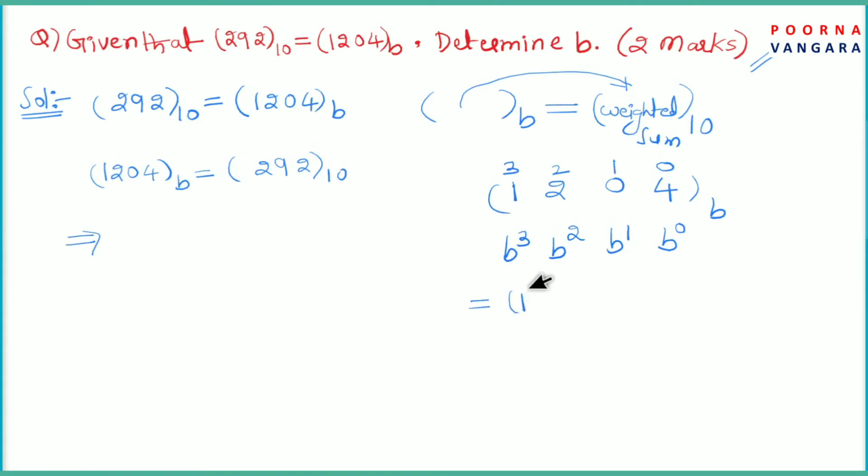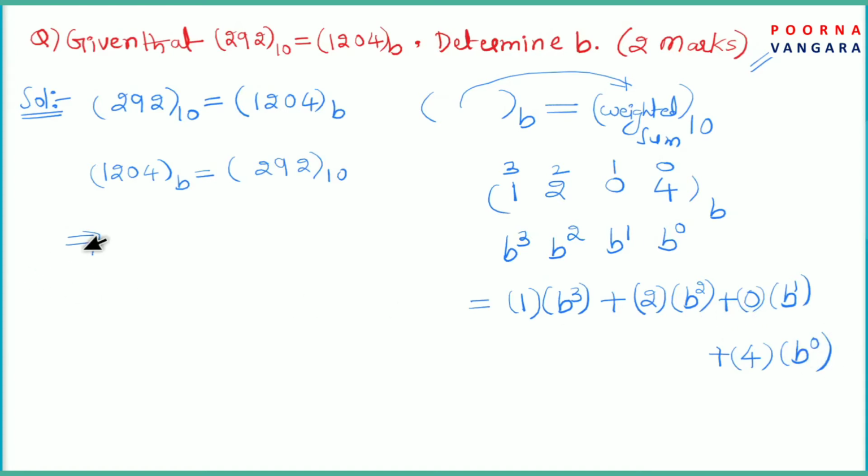So digit value is 1 and corresponding weight is B power 3, plus next digit value is 2 and the corresponding weight is B square. Next digit is 0 and the corresponding weight is B power 1. Next digit is 4, corresponding weight is B power 0. This is what the weighted sum representation is. So that is B cube and 2B square, then 0 into something you will get 0, then 4 into B to the power of 0, this is 1, so 4 into 1 is 4, equal to 292.